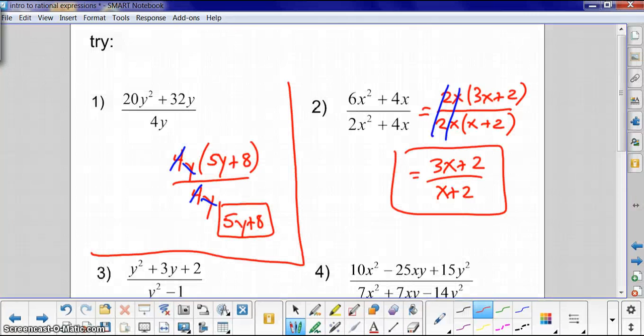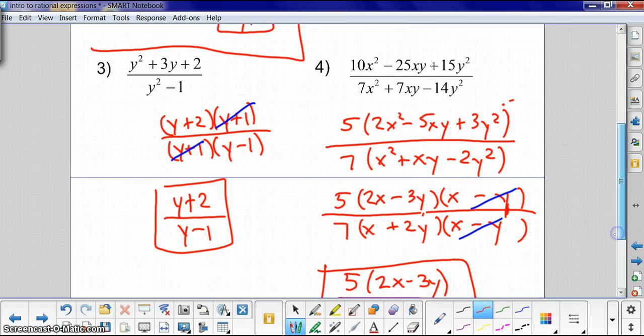Okay, so let's see how we did. You can see here problem number 1, factored out the 4y and then reduced the 4y's, leaving me with the final answer of 5y plus 8. In problem number 2, I factored out the GCF of 2x from both the numerator and the denominator, leaving me with simply the quantity 3x plus 2 over the quantity x plus 2. Moving down here to problem number 3, factored the numerator, factored the denominator as the difference of two squares, and lo and behold, there's a common factor of y plus 1, leaving me with y plus 2 over y minus 1.